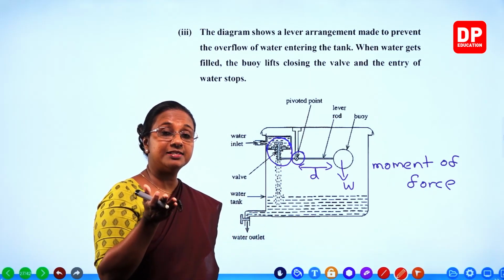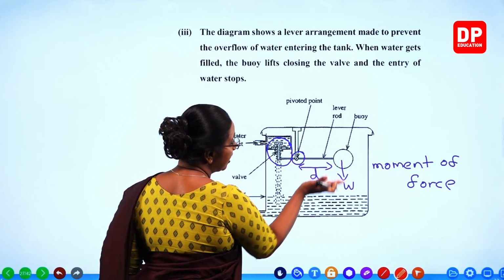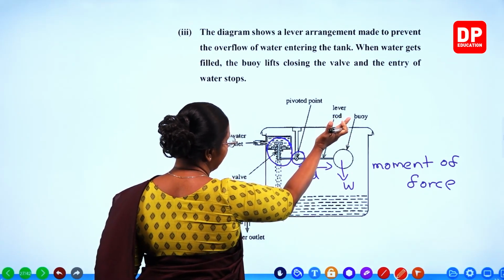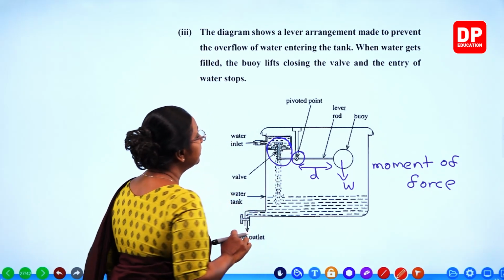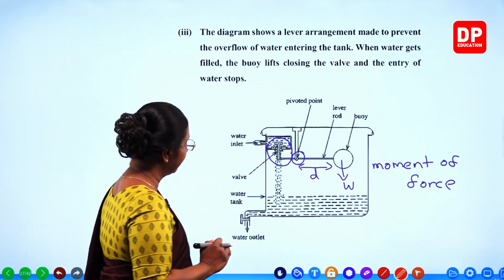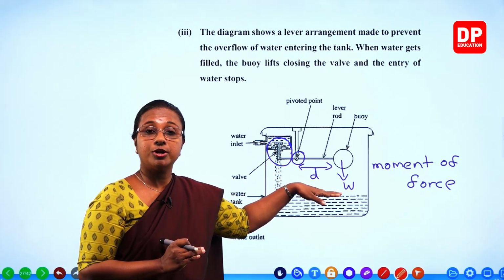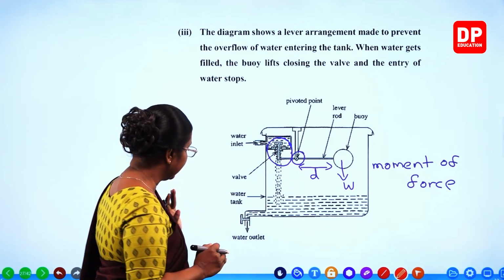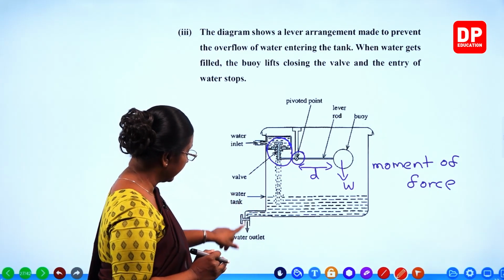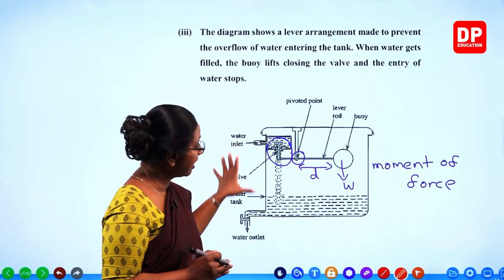That is when there is a certain amount of water above this level, there should be more water. Then the buoy will move up and it will pull the valve down, so that this particular entrance will be blocked. The water inlet will be blocked and the filling of water will stop. Is that clear? So that is the water tank. Then we have the water outlet. Is that clear, students? That is how this functions.